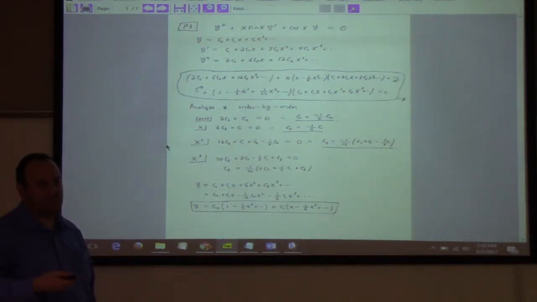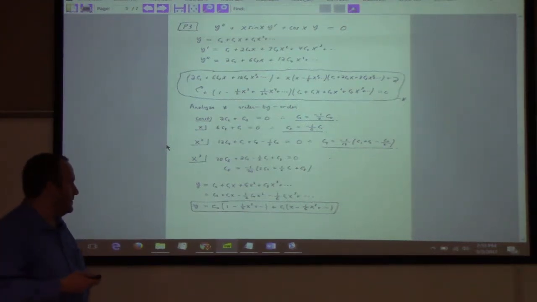Well, I solved everything in terms of C naught. There's a way to solve for C1 in terms of C naught. No, I don't think so. I think we usually execute.